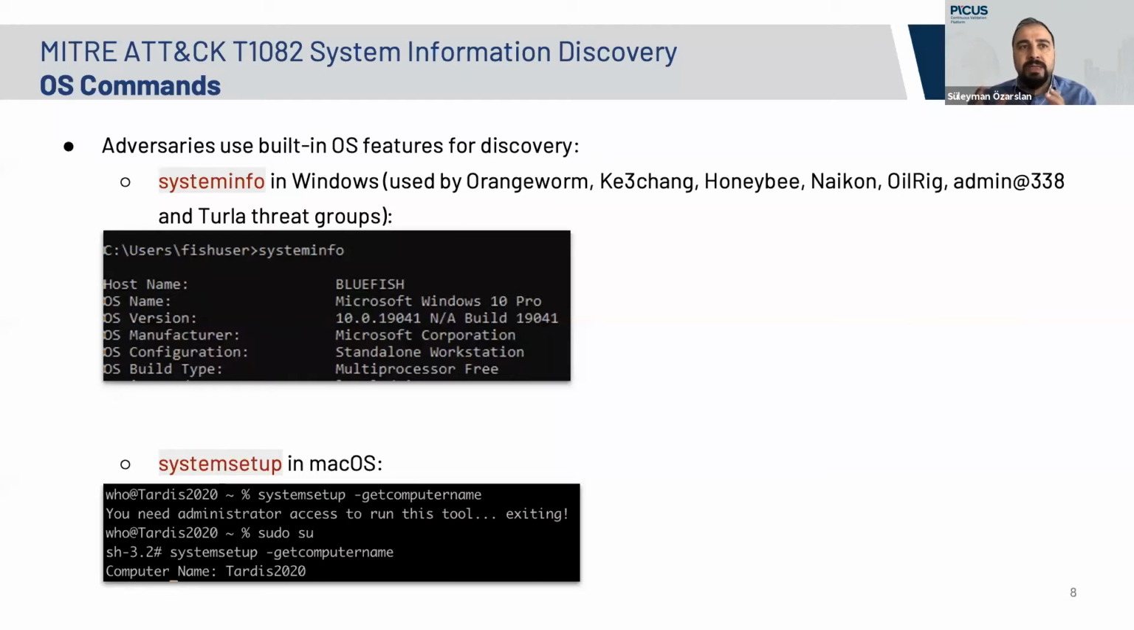The most used utility is systeminfo. It's provided by Windows, and this tool is used by dozens of advanced persistent threat groups and also hundreds of malware families. The information provided by the systeminfo tool includes OS configuration, security configuration, hardware properties, and other information. It gives too much information about the system, the operating system, and the hardware. And macOS also provides a tool, system_profiler, and adversaries use this tool to collect information from macOS systems.